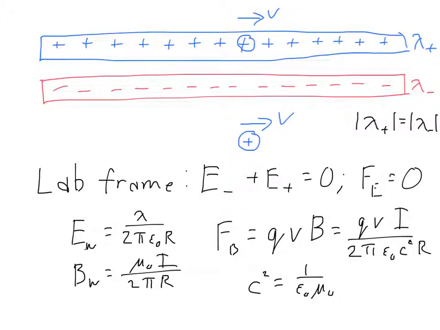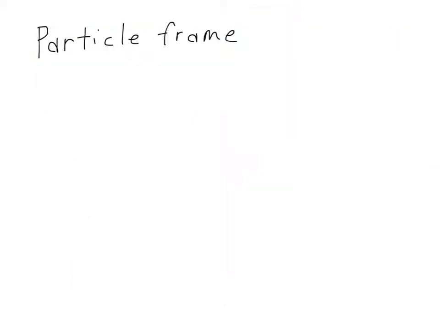So here's the big problem. In the lab frame, there is some force acting on the particle. In the particle's reference frame, classically, there's no force acting on the particle. This is obviously inconsistent. If we go from one reference frame to another and we can't agree that there's a force involved, we have a problem. And this is what special relativity will fix. So what will special relativity do for us?